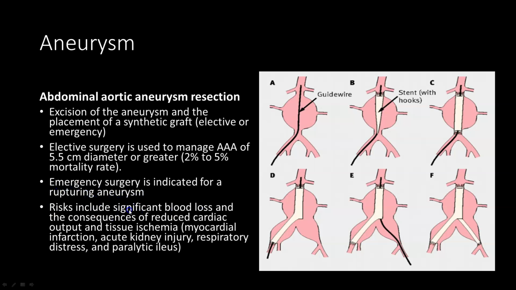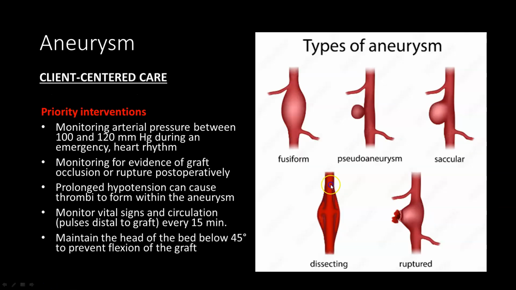We talked about hypotension. We've talked about hypovolemic shock. You can end up with ischemia, which is going to cause an MI. You're going to have acute kidney injury. You can end up in respiratory distress, paralytic ileus, all the nasty stuff that we've always talked about with cardiovascular disorders.